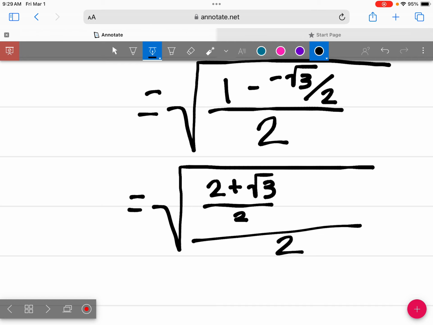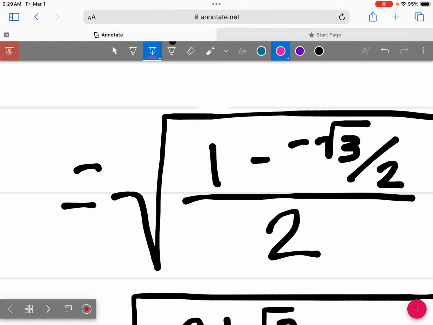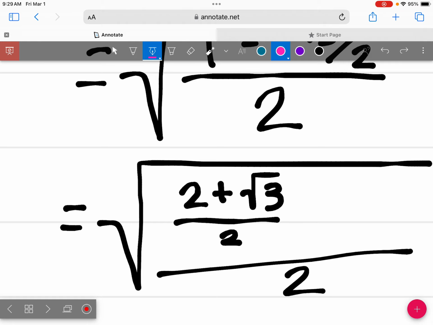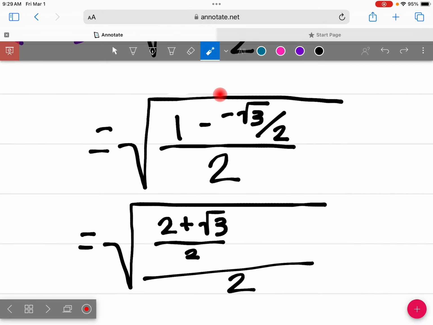Yes, dear? How did you get to? I took this 1 times 2 over 2 so that we got to a common denominator. Okay, see it? Yeah, we're just taking this numerator and getting it to a common denominator. My 2 negatives became a plus.